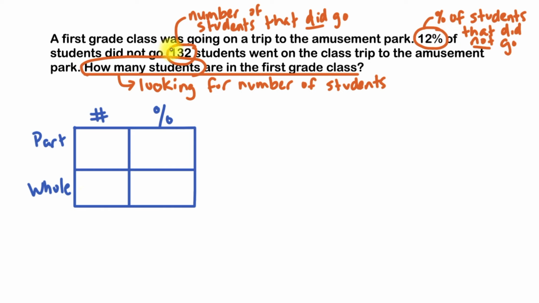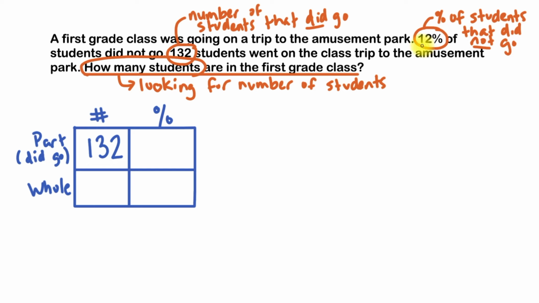Well, this is only talking about the students that did go, not all of the students. So it can't be the whole value, which means we'll put the 132 where it's the number part. And I'm also going to make a more specific label, because the 132 is talking about the students that did go on the trip.